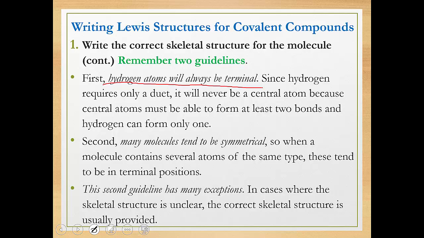Second, many molecules tend to be symmetrical. So when in doubt, try to line it up, make it look fairly symmetrical. Okay. So if you have a molecule that contains several atoms of the same type, like carbon tetrachloride, CCl4. You've got one carbon, you've got 4 chlorines. Those 4 chlorines tend to be in terminal positions on the outside.